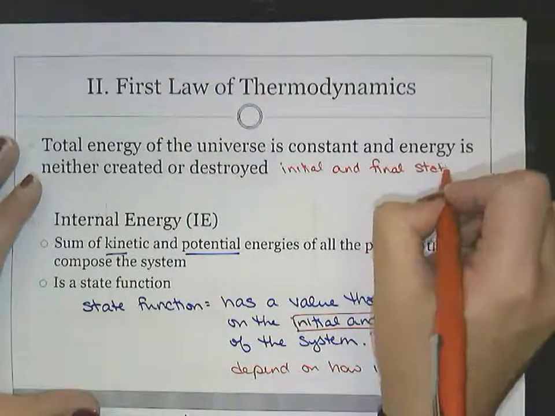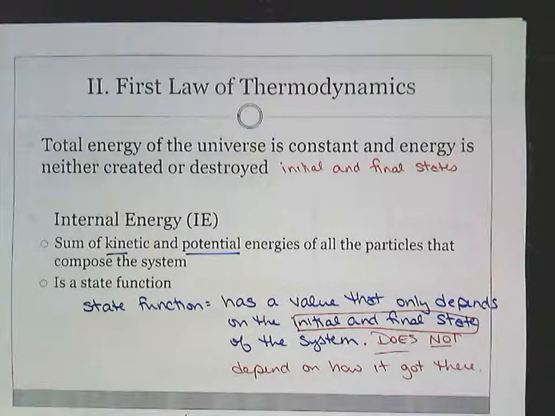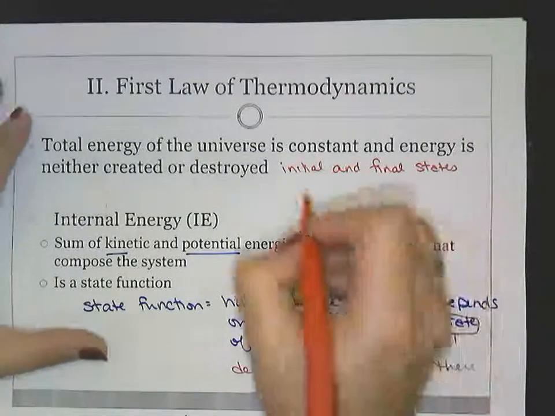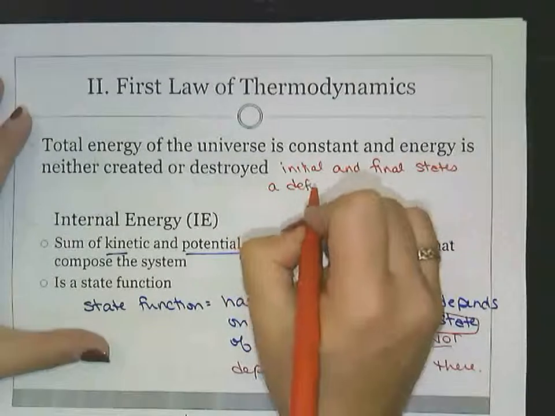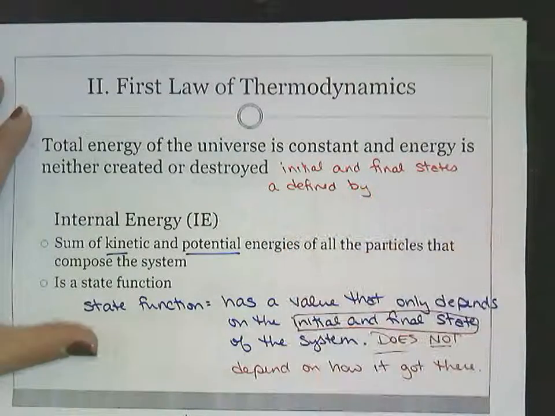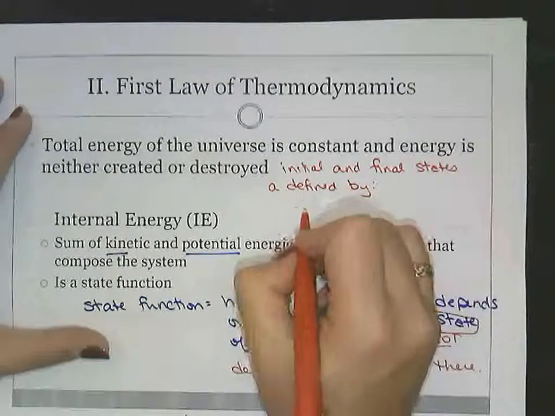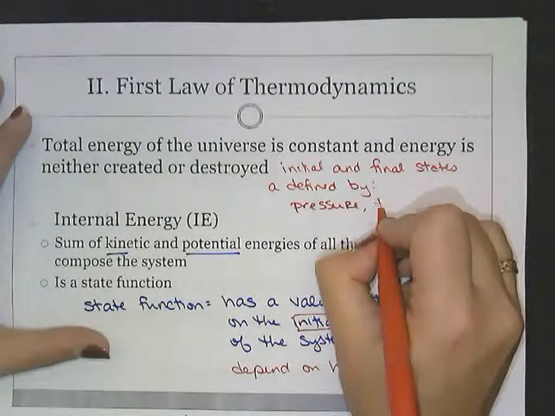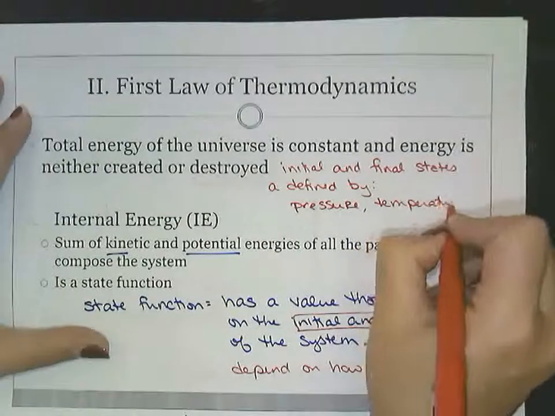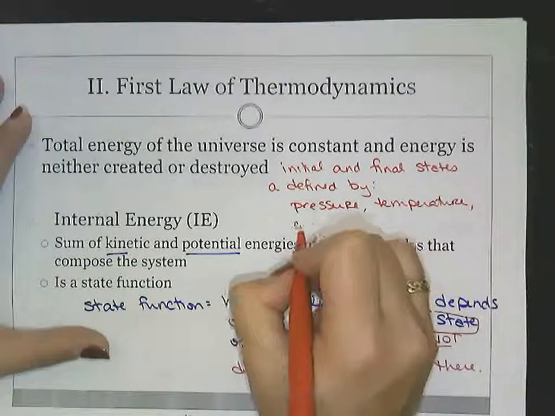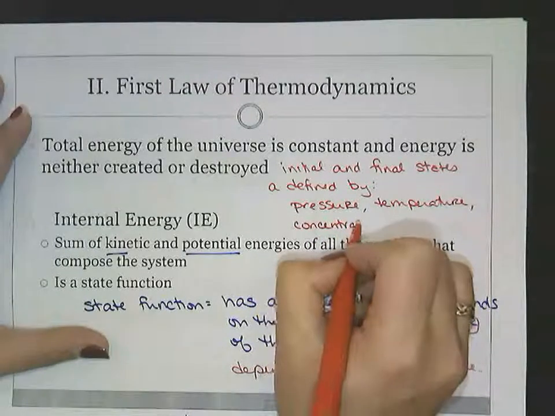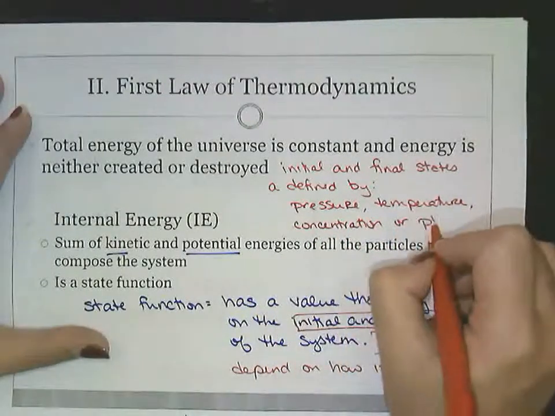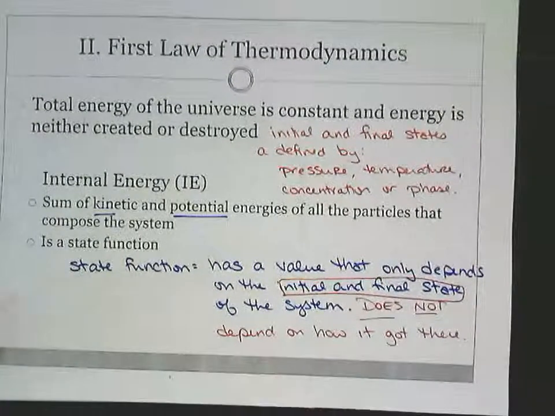So initial and final states are defined by either pressure, temperature, concentration, or phase. Right, so the balloon one is pressure. I'm just looking at the final pressure minus the initial pressure. The balloon was inflated compared to deflated.